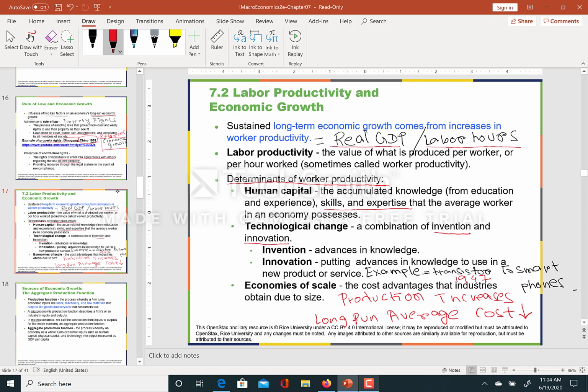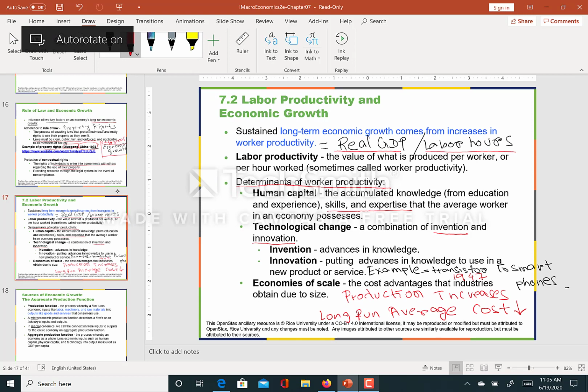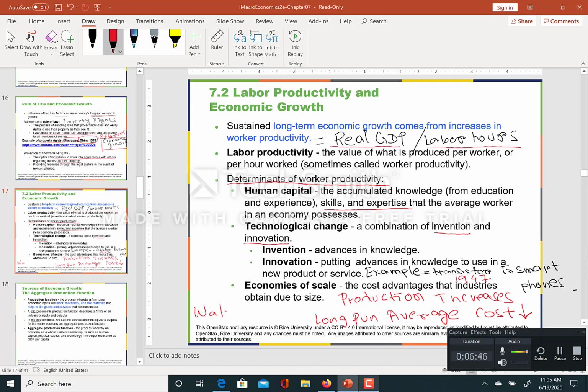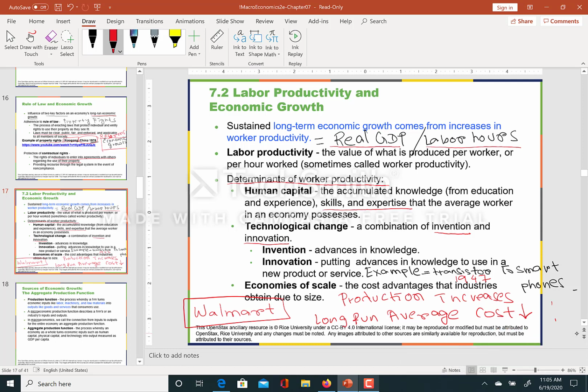Next, we look at economies of scale. This deals with cost advantages some industries possess due to size. For example, if the size of the facility or the size of the factory goes up, the long-run average cost will go down. What comes to my mind is the example of Walmart. The size is huge and definitely the long-run average cost is quite low. I would say it's smaller than the long-run average cost of any gas station.